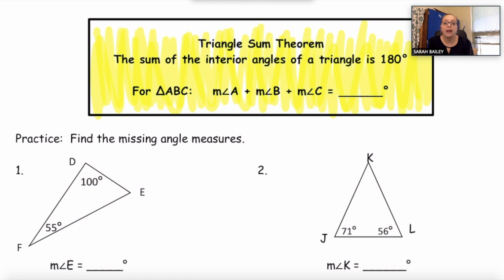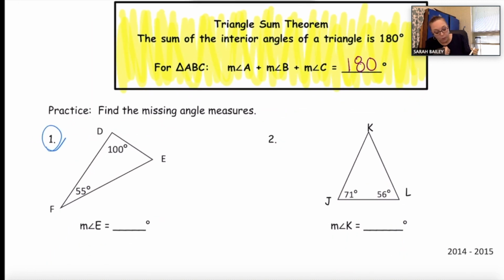So it says for triangle ABC, the measurement of angle A, that's what that means, plus the measurement of angle B, plus the measurement of angle C equals blank degrees. Well, they've just told that to you up above. That equals 180 degrees. So there are three angles in a triangle, and those three angles are going to add up to 180 degrees. So based on that information, why don't you pause the video and see if you can figure out the missing angle measurements in problems 1 and 2.